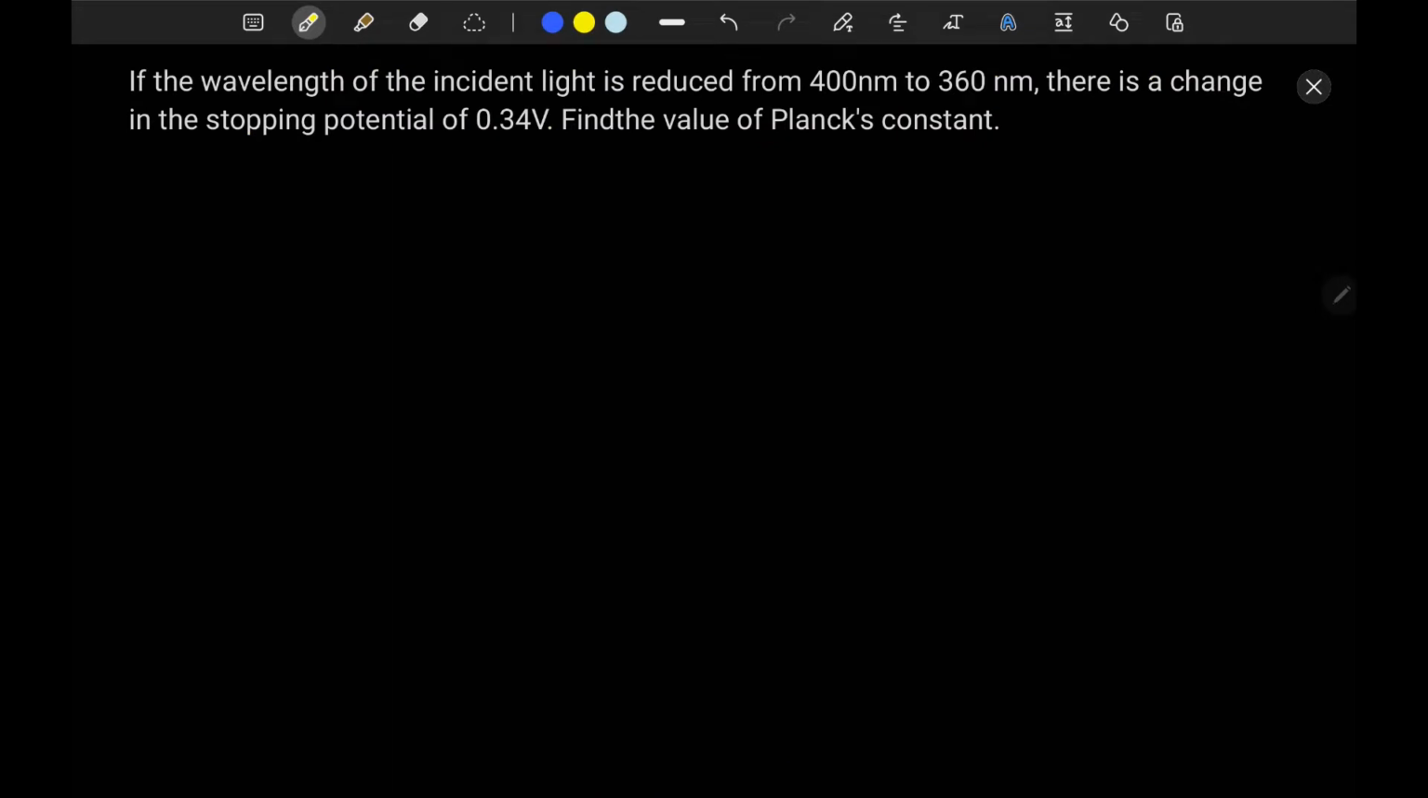Now next question: if the wavelength of incident light is reduced from 400 nanometer to 360 nanometer, there is a change in stopping potential of 0.34 volt. Find the value of Planck's constant.